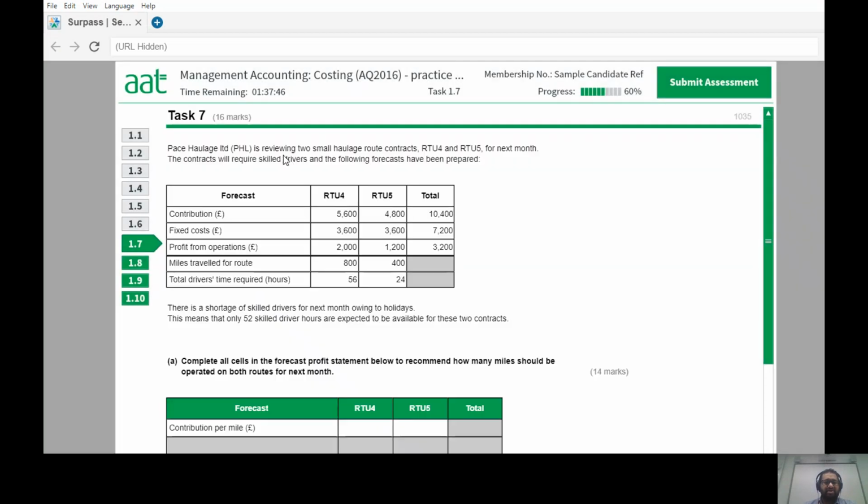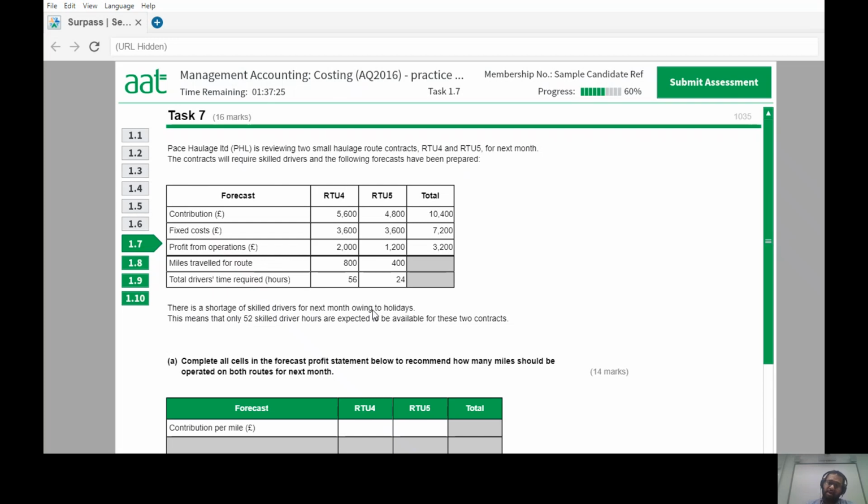Pace Haulage Limited is reviewing 2 small haulage route contracts, RTU 4 and RTU 5, for next month. The contracts will require skilled drivers, and the following forecast has been prepared. So now they have given you all this information. This is going to be a limiting factor question. Why? Because there is a shortage of skilled drivers for the next month.